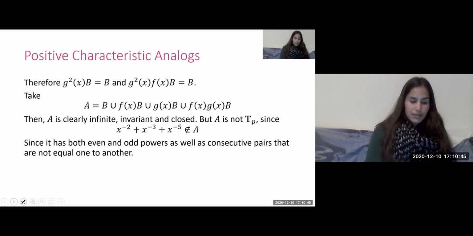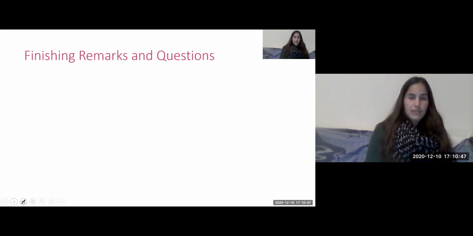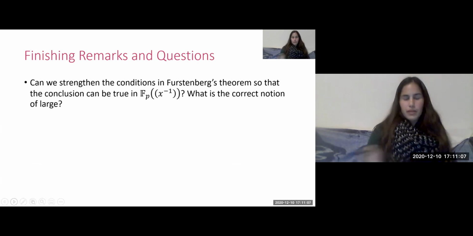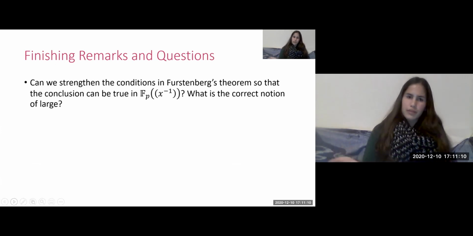So now that we saw that this failed, we can ask a natural question. In general in mathematics, if we see that something fails in a certain setting, but it succeeded in another setting, then we can ask a very natural question of what conditions I need so that it will succeed in our setting. So the question more accurately is, can we strengthen the condition in Furstenberg's theorem so that the conclusion can be true in this positive characteristic setting? That is, what's the correct notion of large?